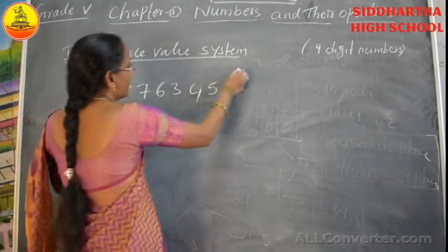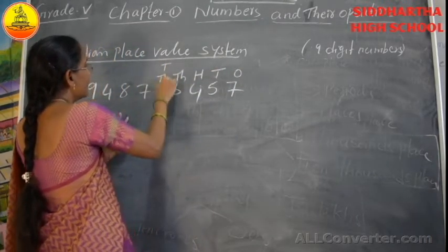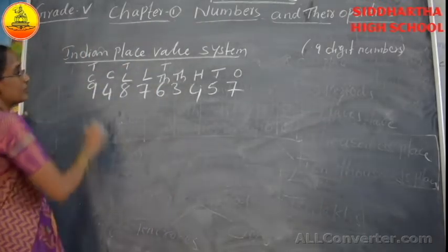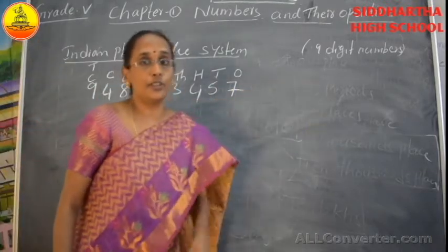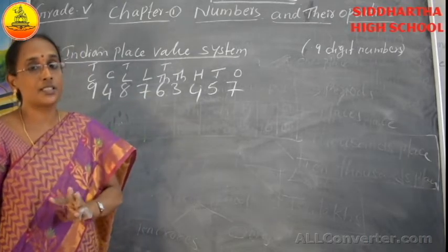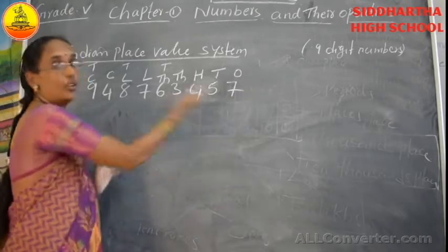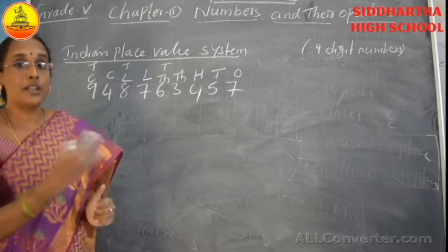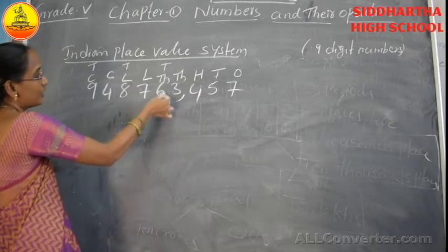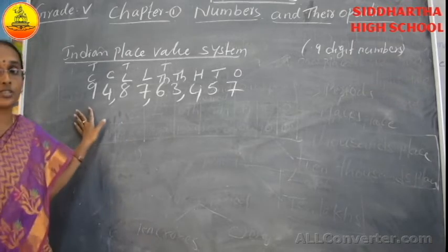First, you write the places: ones, tens, hundreds, thousands, 10,000s, lakhs, 10 lakhs, crores, 10 crores. Already I said a 9-digit number is divided into 4 periods. What is the first period? Ones period. The ones period has 3 places: ones, tens, hundreds. Always write the places from right side to left side. Ones, tens, hundreds, comma. Thousands, 10,000s, comma. Lakhs, 10 lakhs, comma. Crores, 10 crores. Okay, children.